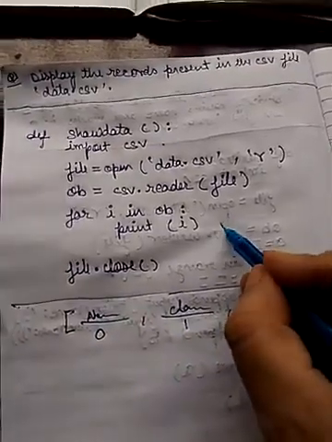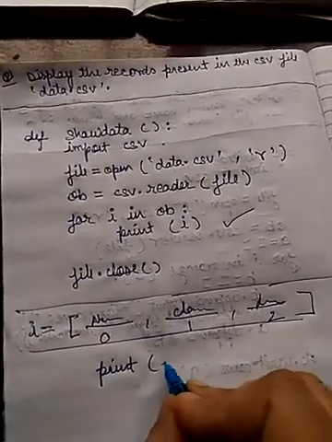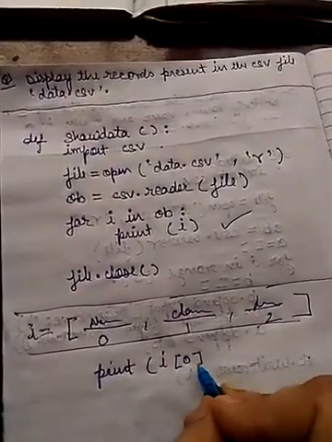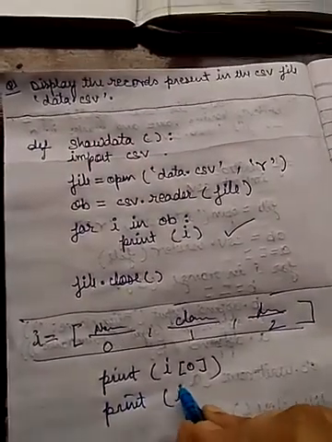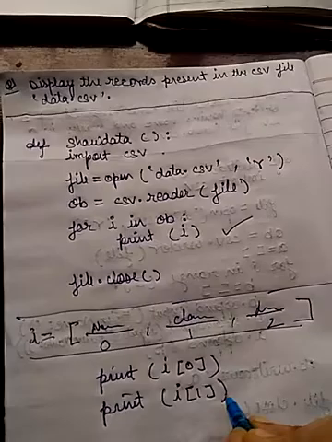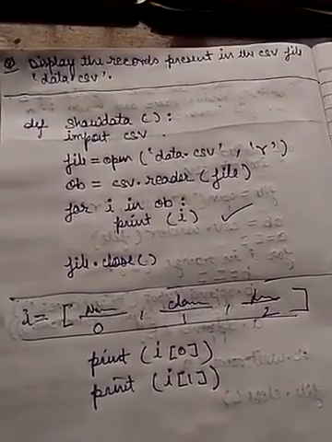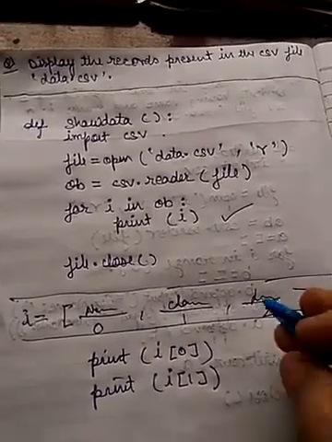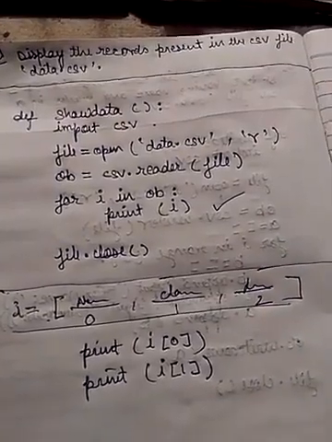So instead of this, print I will display the entire row at a time. But if we want to display individual element, so you can do like this: print I of 0, print I of 1, like that. So in this way you can print or you can access individual element of this list through the index numbers. So these are the methods.